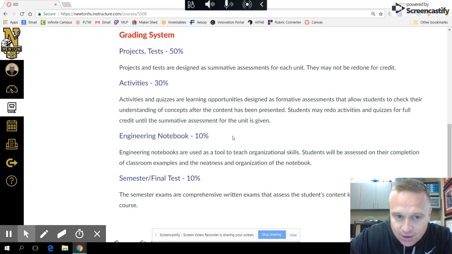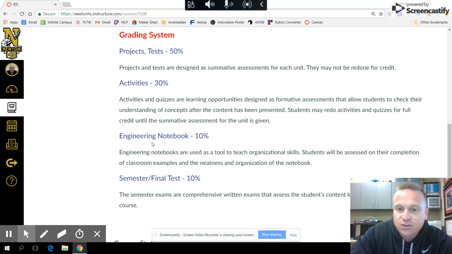The next category we'll talk about is the engineering notebook. So you all have an engineering notebook. It's worth 10% of your grade, and we use it to learn about organization. And so we keep it very organized. We'll keep all of our notes in there. I will grade your engineering notebook at the end of each unit. I'll make sure you have all of your examples and everything labeled correctly in it. And then that'll be worth, like I said, 10% of your grade.